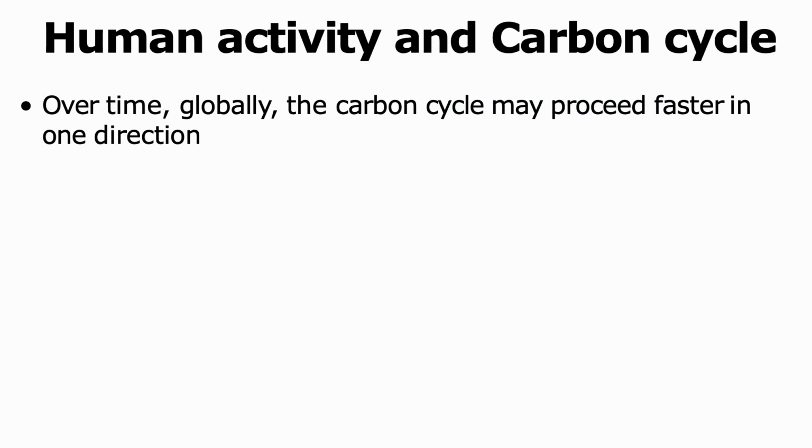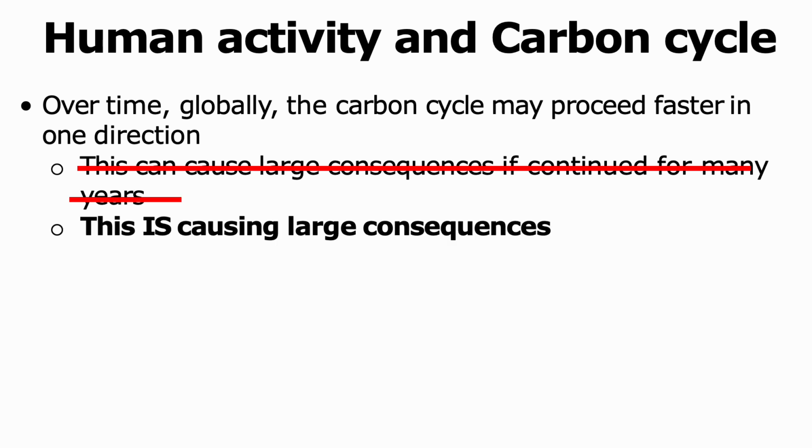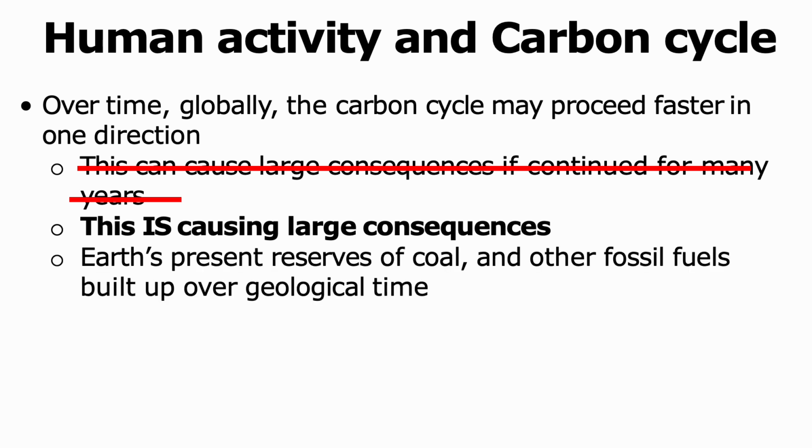Human activities can cause the carbon cycle to proceed faster in one direction over time. It has been speculated that this can cause large consequences if it is allowed to continue for many years. Well, the time has come where this is causing large consequences. The Earth's present reserves of coal and other types of fossil fuels were built over millennia. However, we are burning through these fossil fuels at an unprecedented rate.